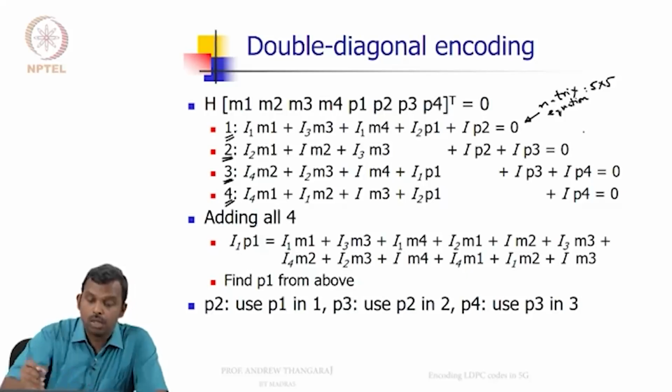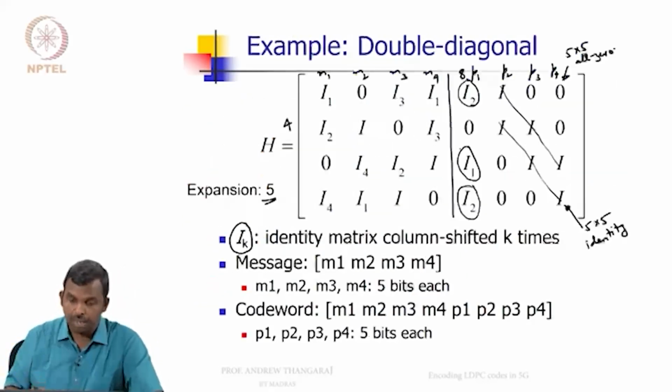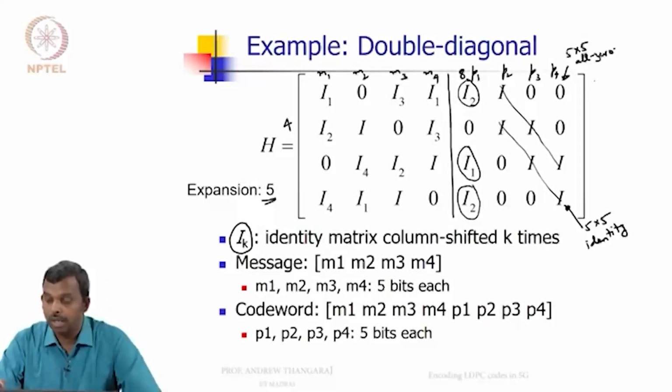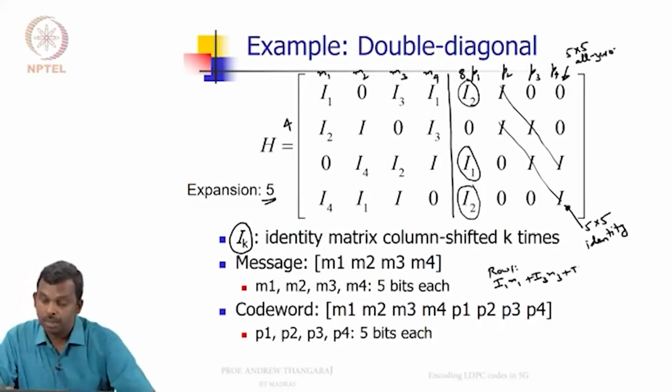Okay, the first block row. Hopefully it's clear to you how the first block row came. If you want, I can go back here and write it down. If you put M1, M2, M3, M4 on the right side, the row 1 here corresponds to I1 times M1 plus I3 times M3. You can see I1 times M1, I3 times M3 plus I1 times M4 plus I2 times P1 equals 0. Oh, sorry, plus I times P2 equals 0.